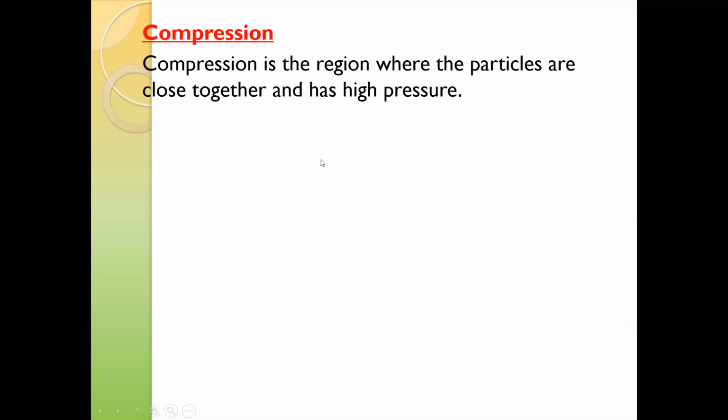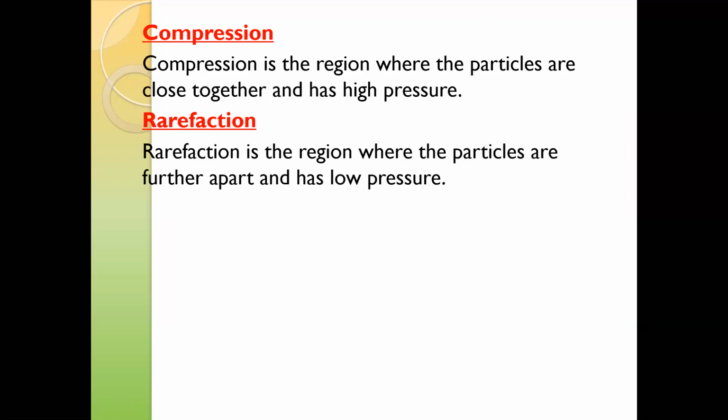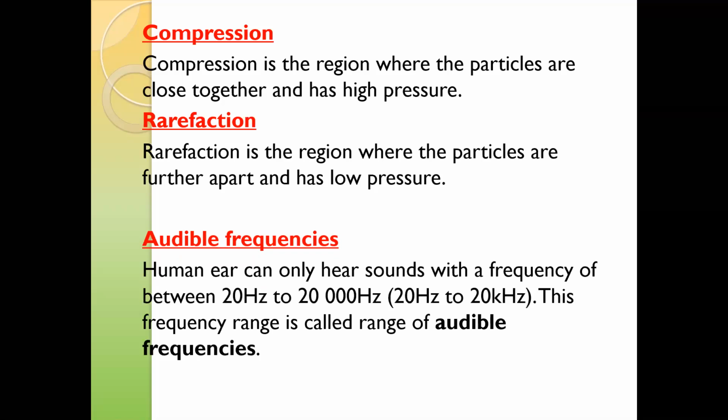Definition of compression you have to learn. Compression is a region where the particles are close together and have high pressure. Rarefaction is a region where particles are further apart and have a low pressure. Audible frequencies: the frequency which a normal human ear can detect ranges from 20 hertz to 20,000 hertz. A sound below 20 and above 20,000 is not audible, the human ear cannot detect it, outside the normal audible range.